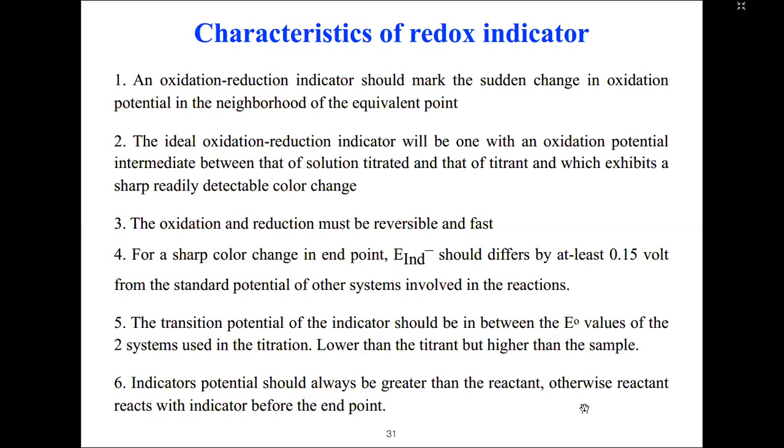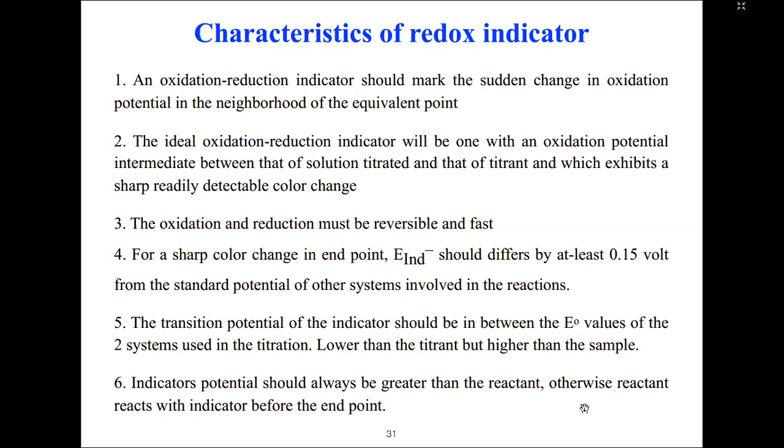So there are two reagents, and they have their own reduction potentials. For example, for cerium it is 1.70 and for iron it is 0.77. If you have to choose an indicator to work on that reaction, you need to have an indicator with an E value in between 0.77 and 1.70, in between those two values. The oxidation and reduction must be reversible and fast. Like we said earlier, the indicator must be reversible, changing in oxidation number from one form to the other, and it should be fast.